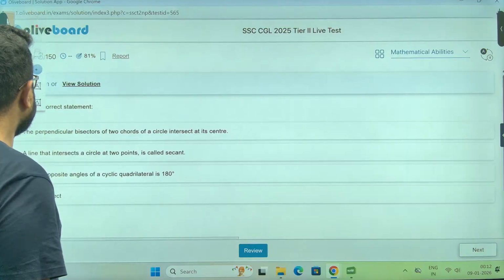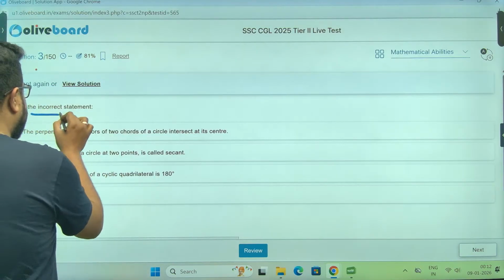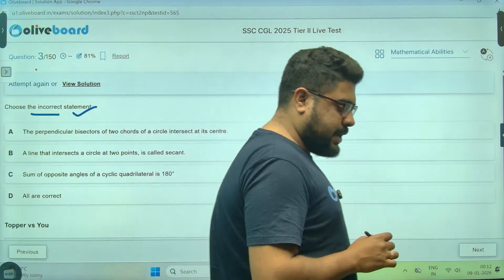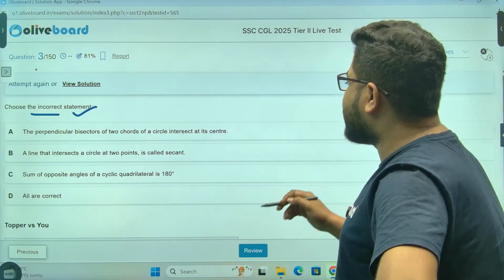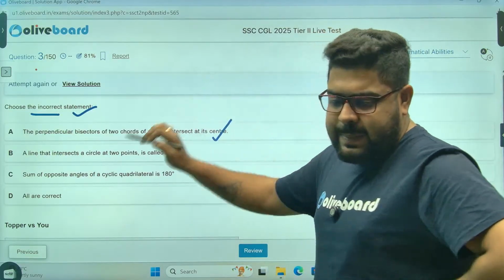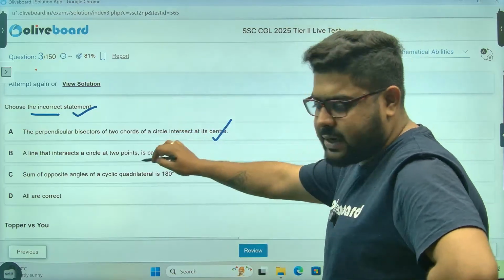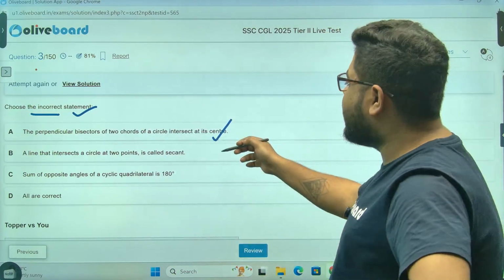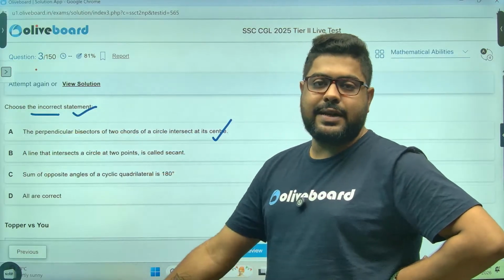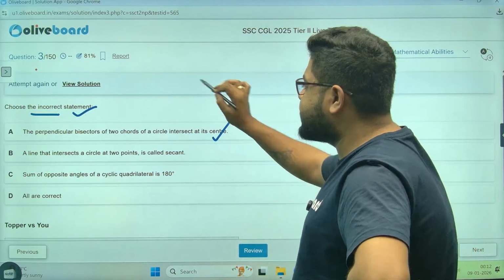Chalo. Incorrect statement I need to choose. What are the incorrect statements? Perpendicular bisector of two chords always intersect. Any perpendicular bisector of a chord will always go through the center. So it doesn't matter where the chords are, they will always intersect at the center. So this is correct, this is not incorrect.